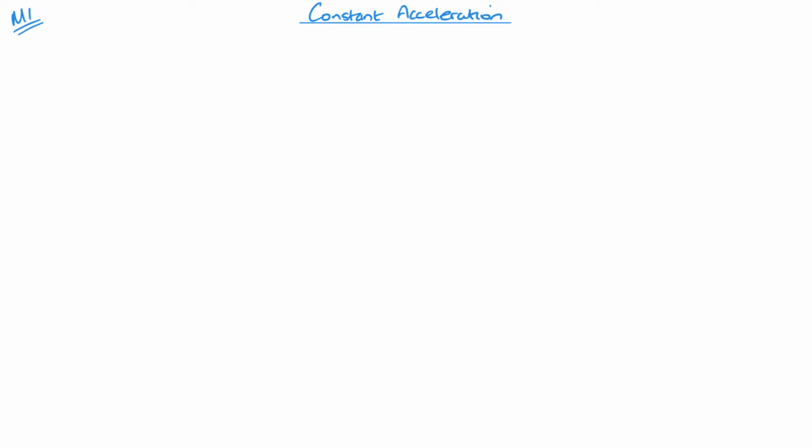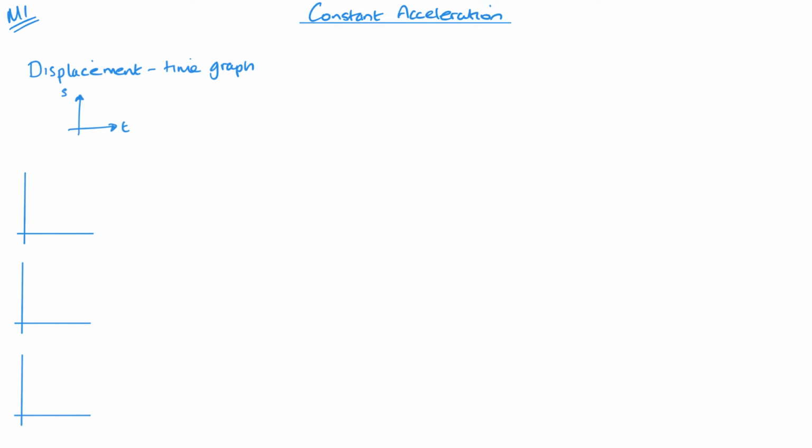The first one is a displacement time graph. Now, displacement is the letter S and obviously T for time. If you're unsure what displacement is, well, it's essentially distance, but as a vector. Okay, so it has direction. So think of it as distance from a point.